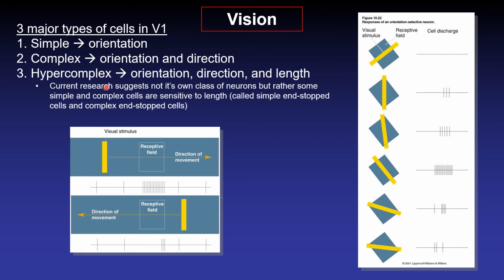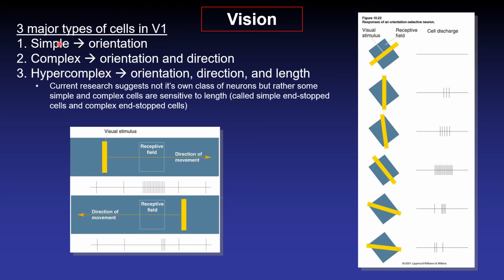Although current research suggests that hypercomplex cells might not be their own class of neurons, but rather that some simple cells and some complex cells are sensitive to length. These are called end-stopped cells, simple end-stopped cells and complex end-stopped cells. But you need not worry about this last point. For our purposes, we'll just consider there to be three different types of V1 cells: simple, complex, and hypercomplex.